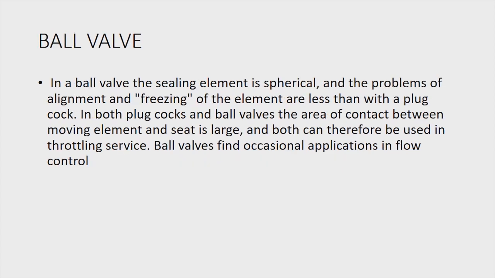The next valve is the ball valve, which is an important valve. In a ball valve, the sealing element is spherical, and instead of a stem, here we have a spherical sealing element. The problems in the alignment of the element are less than those of a plug cock. Plug cock is another type. In both a plug cock and a ball valve, the area of contact between the moving element and the seal is large, and both can therefore be used as throttling devices. Ball valves find occasional application in flow control and pressure control in various industries.